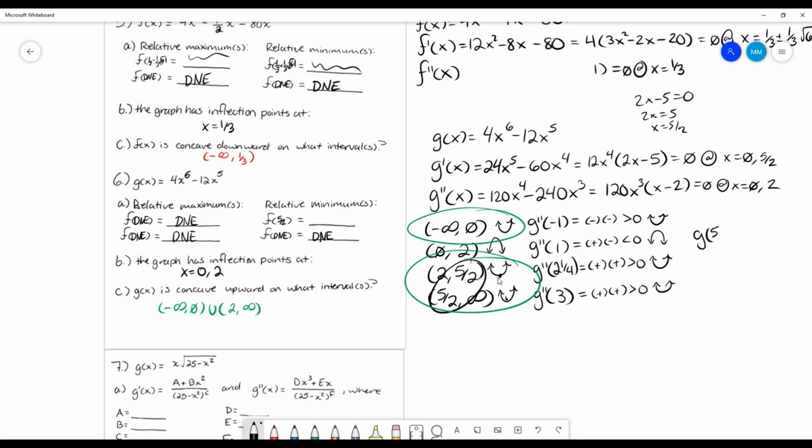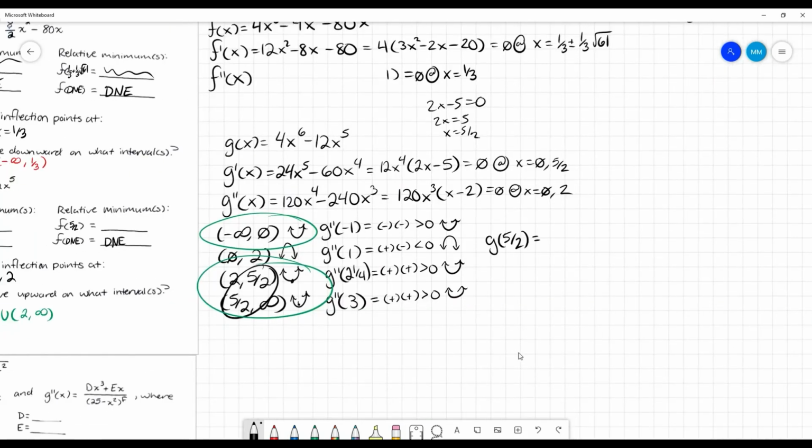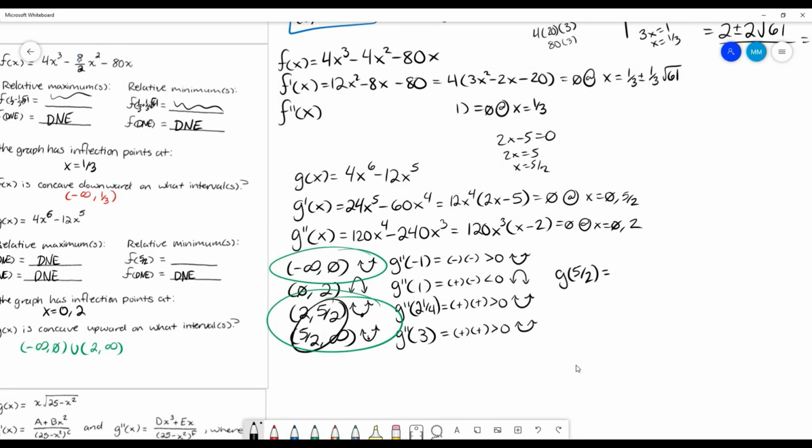So g of 5/2 equals, oh geez. This also gets pretty ugly. I'm going to use a calculator for this just to help myself out a little bit. So that's to the 6th power times 4. That first part is going to be this, and then minus, so it's 5/2 to the 5th times 12. Okay.